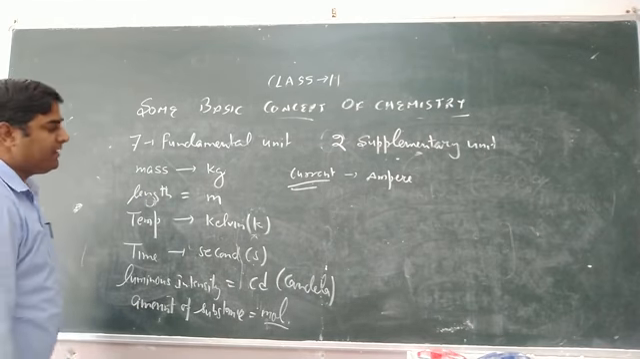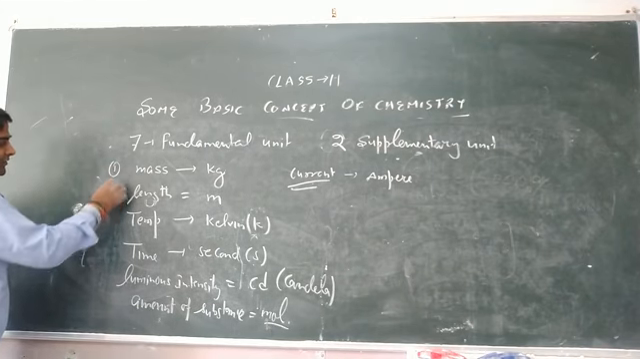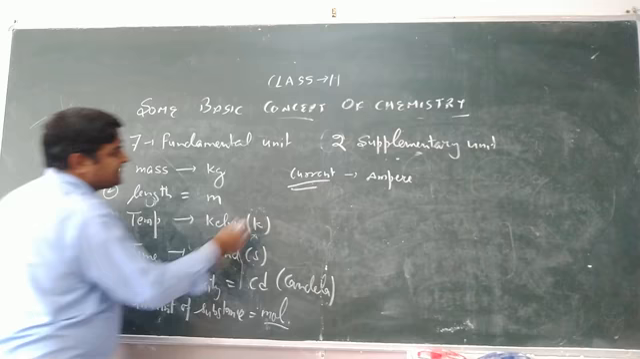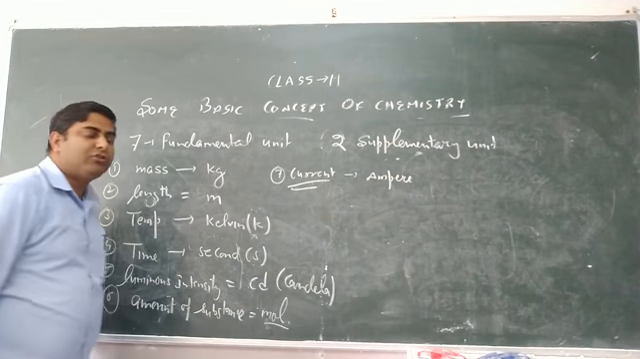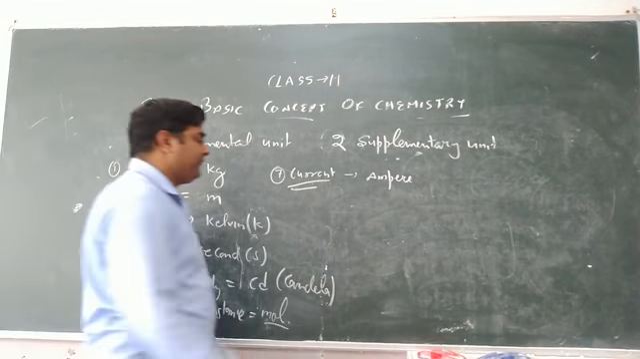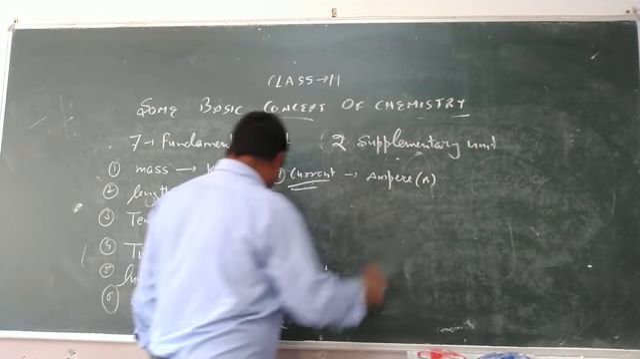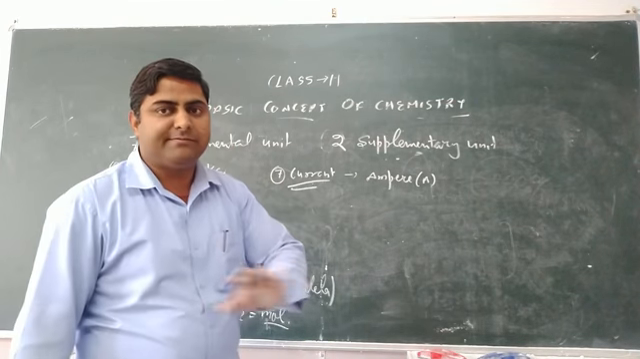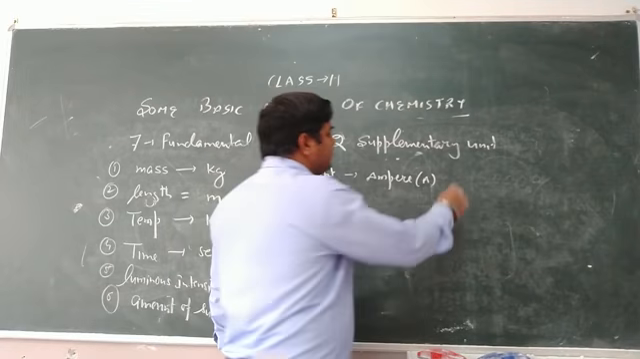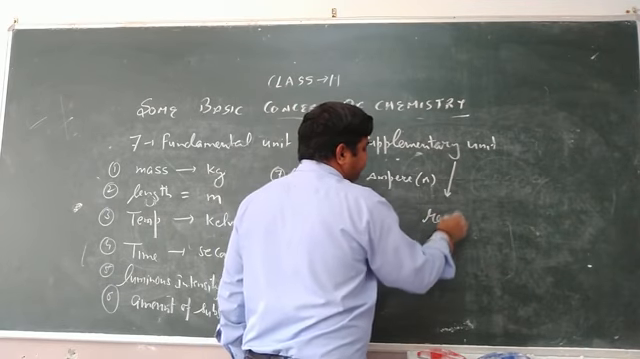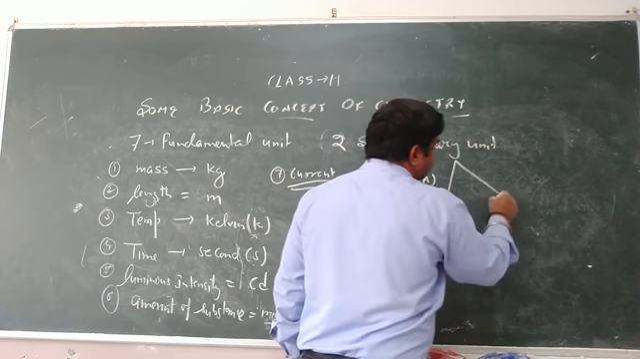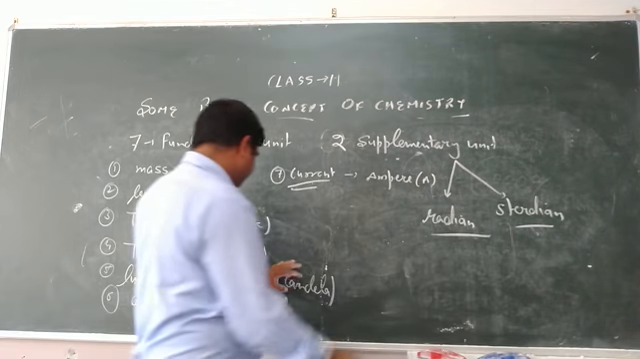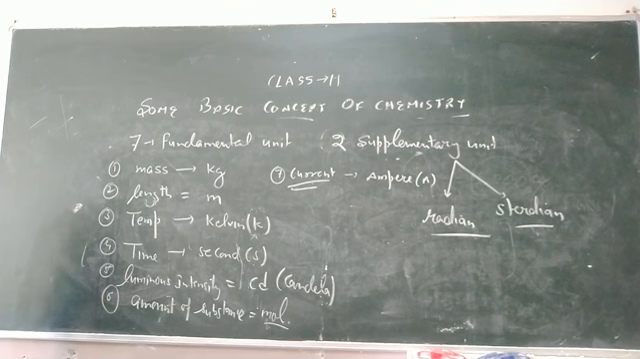So keep in mind, we have 7 fundamental units. These are those fundamental units which we cannot derive from any other unit. Now, there are two supplementary units which deal with angles. One is called radian and second is called steradian. So these are the two supplementary units.